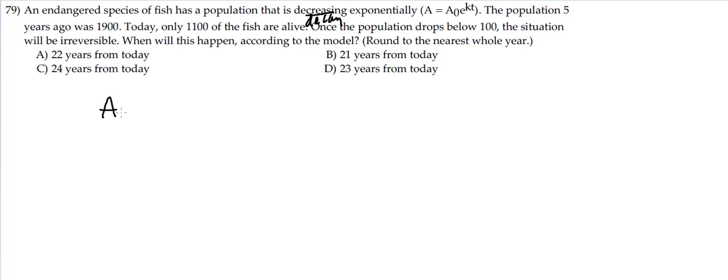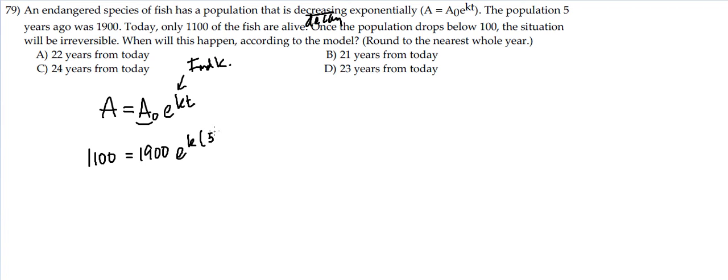All right, so let's start out with what we do know. First thing we need to do is find this k value, because we're unfortunately not given that. If you're ever not explicitly given the rate of population increase or decrease, you need to find it. So what we do know is that 5 years ago it was 1,900 and today there's 1,100. So the current amount is 1,100, and it was originally, this is always the original amount here, 1,900 e to the 5k, and that was 5 years ago.